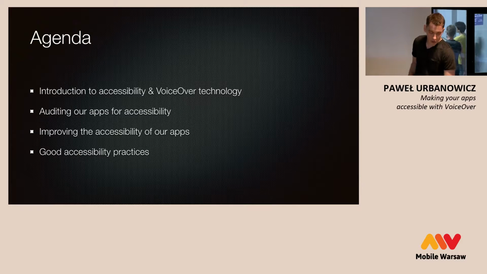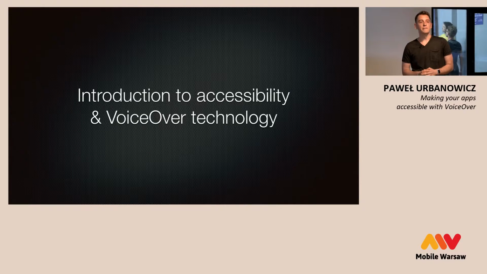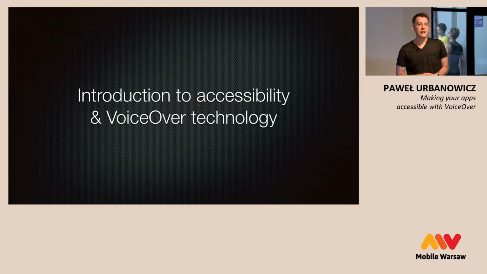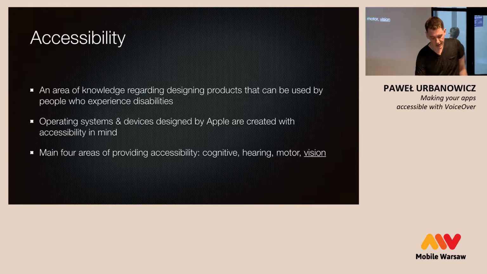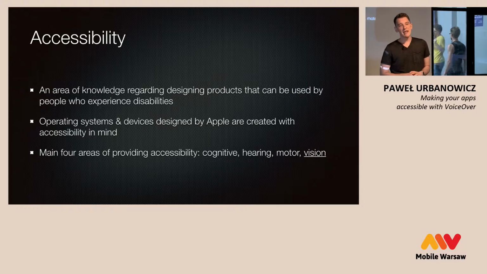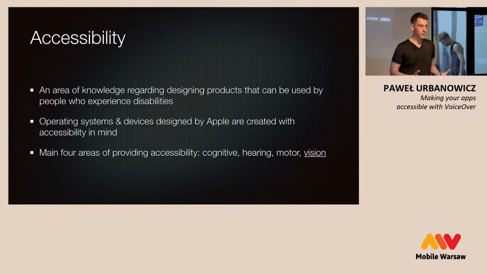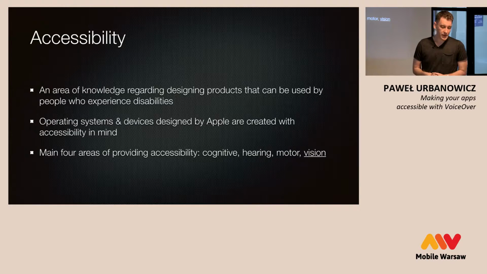Okay, so let's start with the introduction. When we want to talk about accessibility, and particularly VoiceOver, first of all, we need to define what accessibility means. Accessibility is an area of knowledge, which is basically about adjusting our apps to the needs of disabled people. And when it comes to defining accessibility, there are 2 important things to notice.